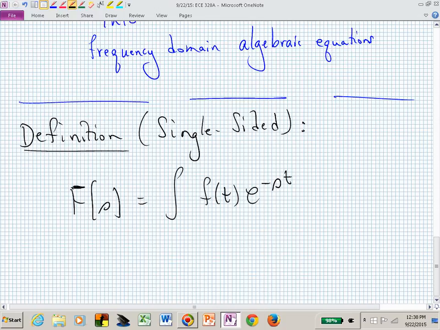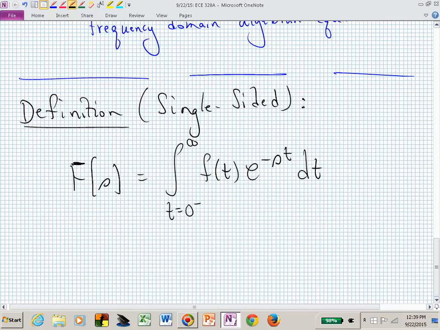t is time. That's the argument of f. It's also one of the variables in this exponential, e to the minus st, and we're integrating with respect to time. And I said we wanted to cover non-negative values of time. We want to include all of 0. So we go a little bit to the left of time 0. We're at 0 minus. That allows for anything that happens at t equals 0, like an impulse, to be incorporated into this Laplace transform, and then we go all the way up to infinity. And that's the definition of a single-sided Laplace transform.